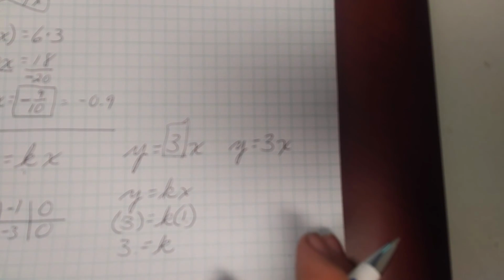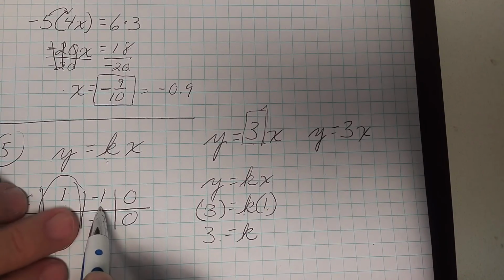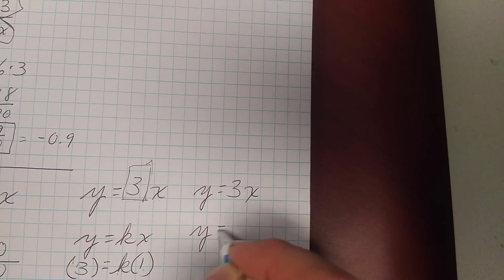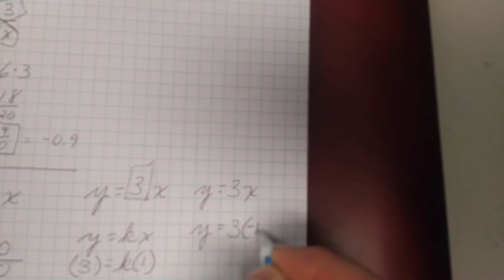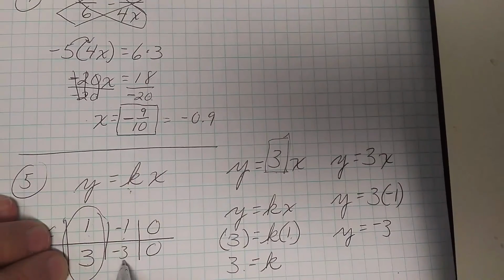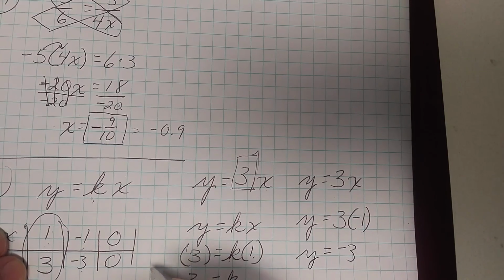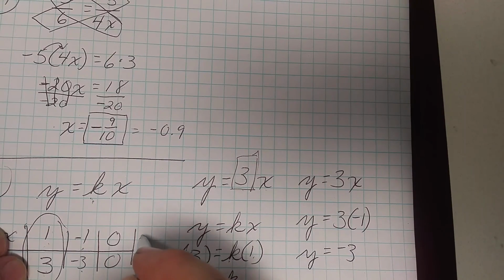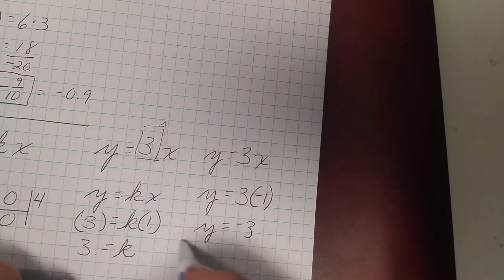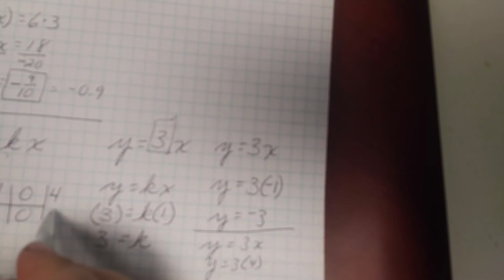And we can test that by using this. If we know that x is negative 1, y equals 3 times negative 1, and 3 times negative 1 is negative 3, so y would be negative 3. So using this, we could put in any other value. So for instance, if I put in a 4, then I could use y equals 3x, y equals 3 times 4, so y would equal 12.